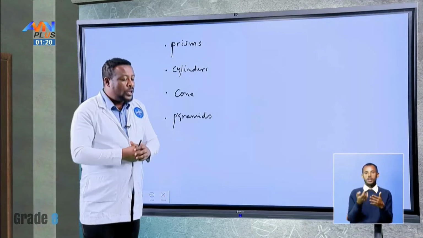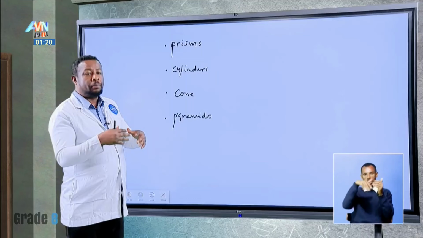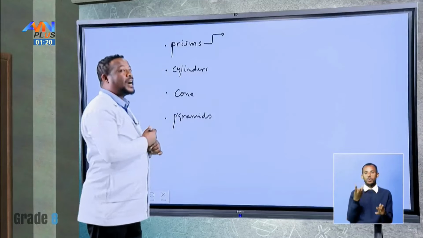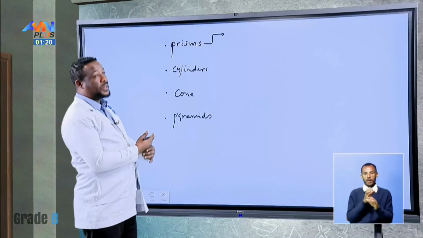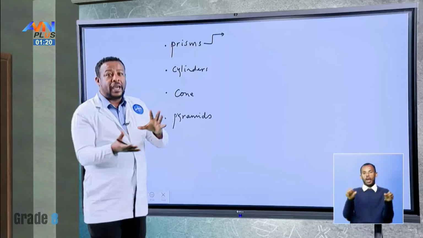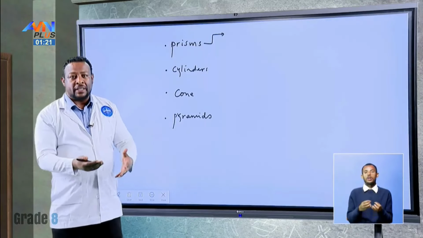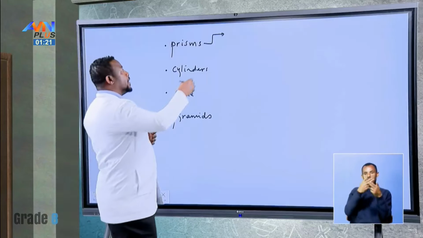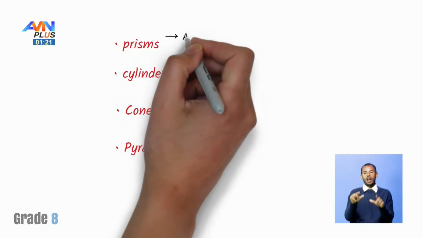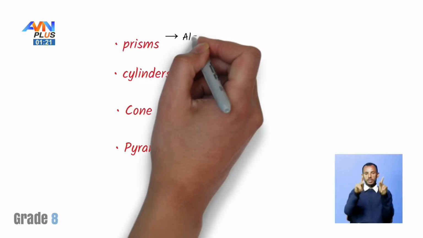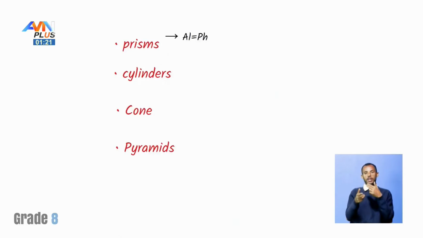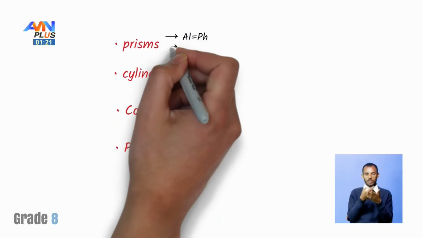Just to give you a short summary on the measurements, for example, in the prism we have seen how we can calculate the lateral surface area of a prism. Since a prism contains polygonal bases, you can consider the perimeter of the base times the height. So the lateral surface area of a prism is defined as the product of the perimeter of the base times the height.